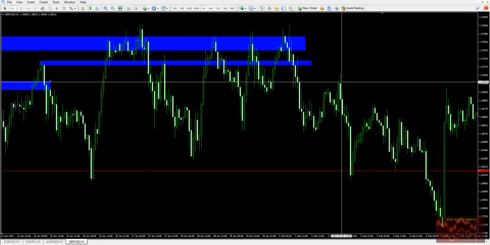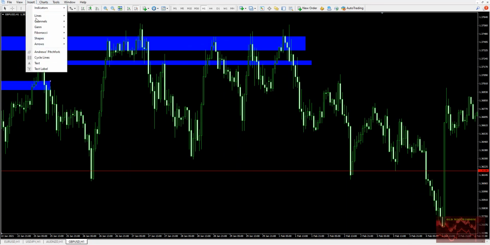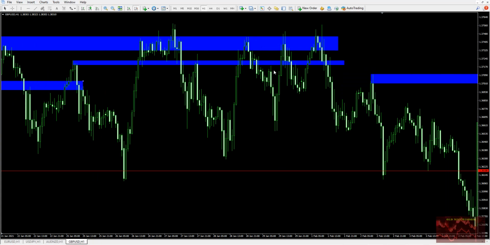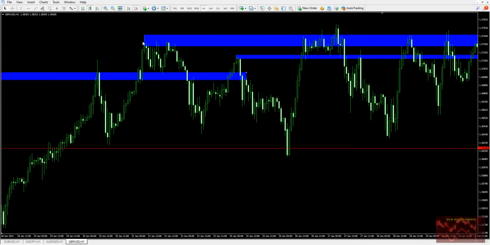And then of course we just move on. Look, we just start plotting new zones here to be looking for. But remember that when you're plotting these zones, ultimately the highest zone is the one that you're interested in.